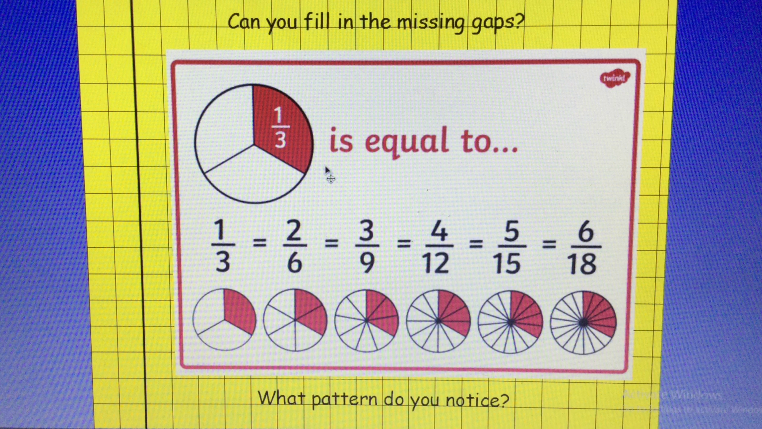Let's have a look at the denominator. 3, 6, 9, 12, 15, 18. You're right, it's going up in threes, just like the 3 times table. That's how many parts the whole is split into.